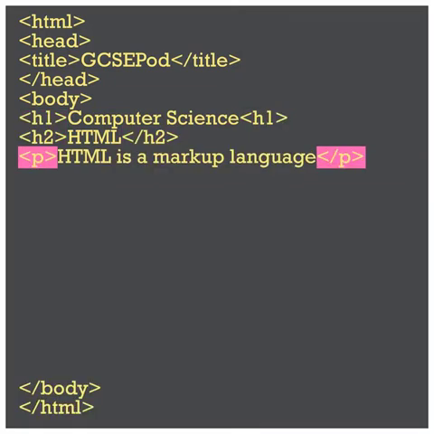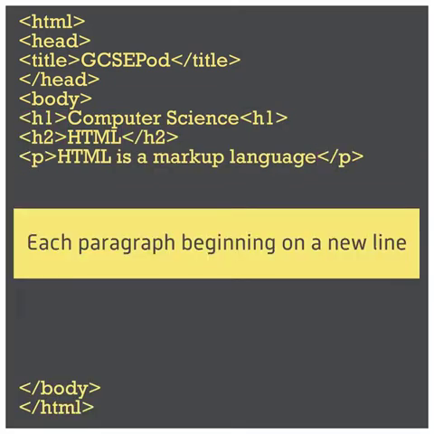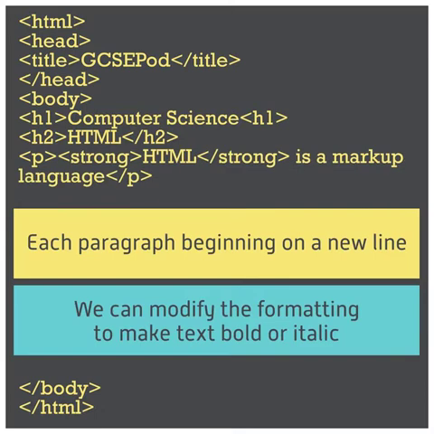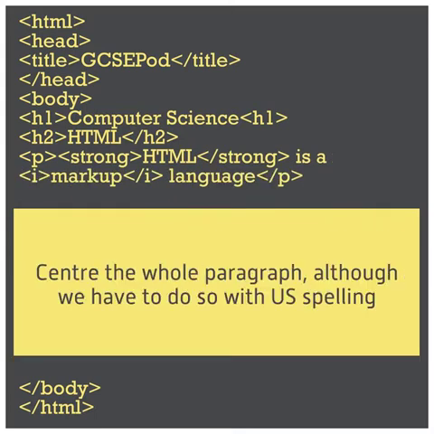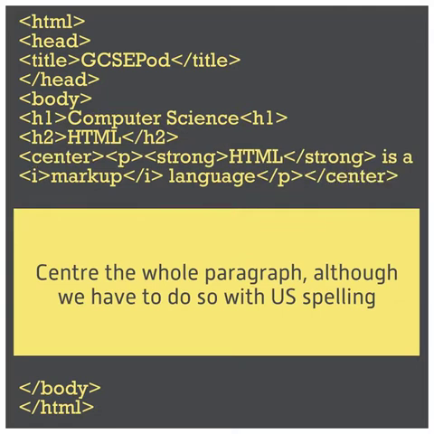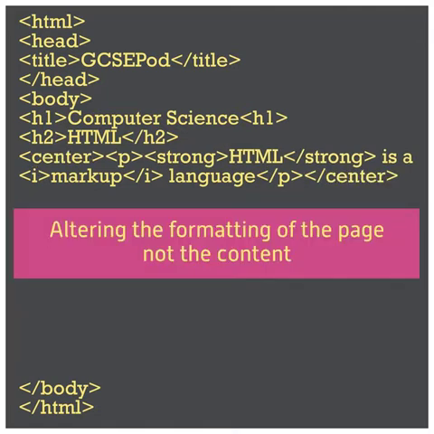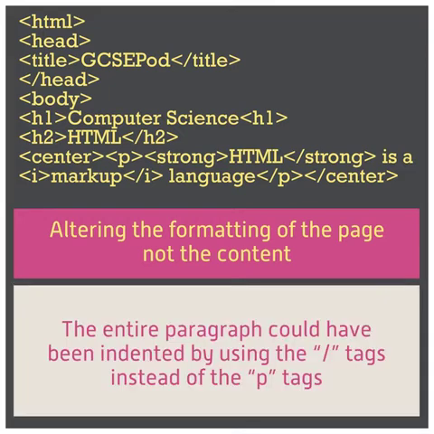The P tag identifies a paragraph, with each paragraph beginning on a new line. Within that paragraph, we can modify the formatting to make text bold or italic. We could even center the whole paragraph, although we have to do so with US spelling. When we alter the tags, we're altering the formatting of the page, not the content. The entire paragraph could have been indented by using the blockquote tags instead of the P tags.